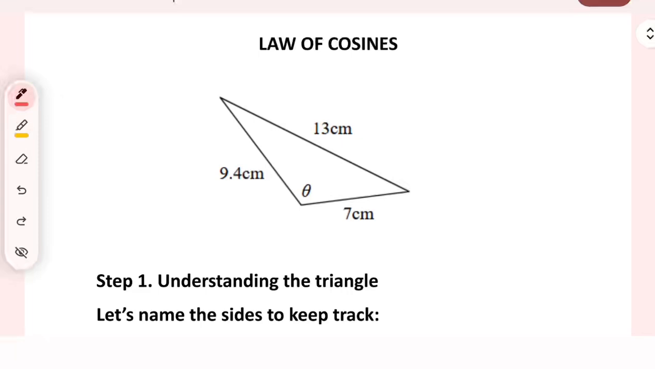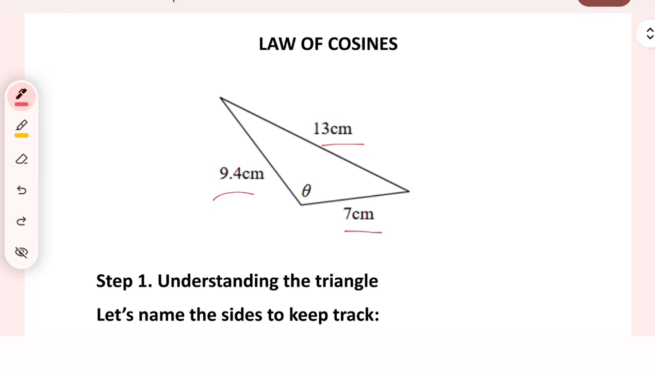Let's solve this problem on the law of cosines. So what is the law of cosines? All right, so we have here a problem. We're given a triangle, and the sides of the triangle are 9.4 centimeters on one side, 13 centimeters on the other side, and the last side is 7 centimeters.